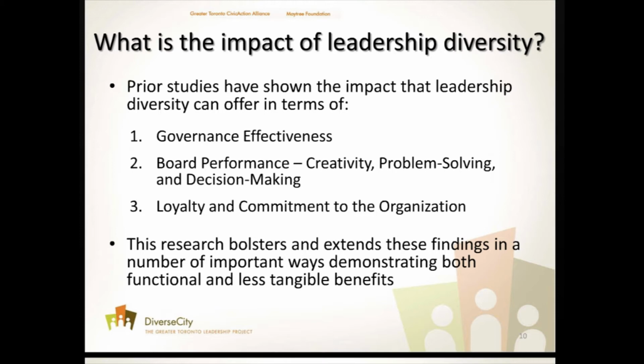We know from prior studies, both work that I've done and colleagues in the field have done, that leadership diversity has an impact on governance in particular. It has an impact on the effectiveness of governance. It has an impact on the way the board functions and performs. It opens opportunities for greater creativity, which tends to improve problem solving and impact decision making in real and tangible ways. We know that diversity also has been argued to have an impact on loyalty and commitment to organizations. And we'll touch on that a little later as well.